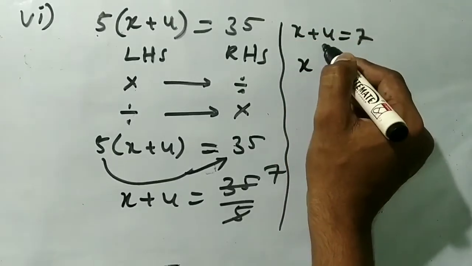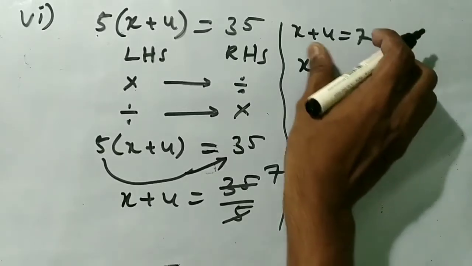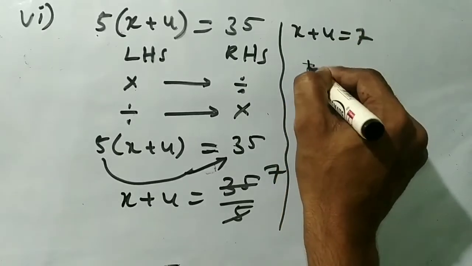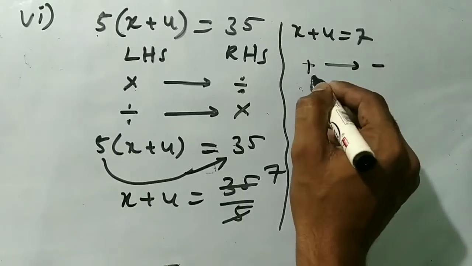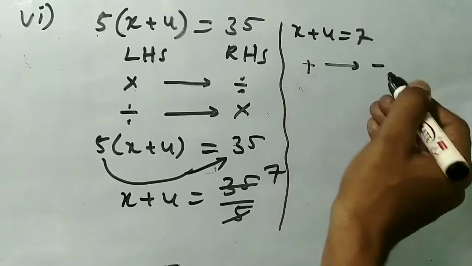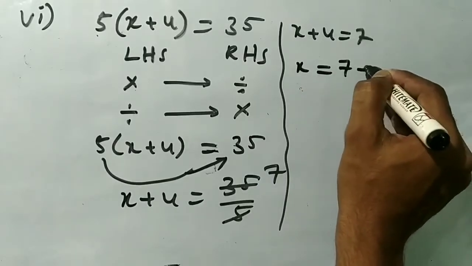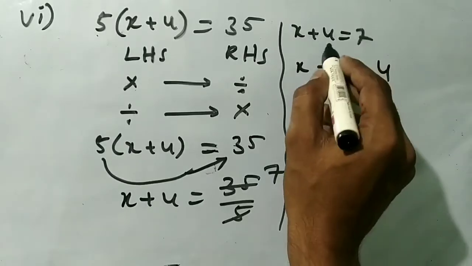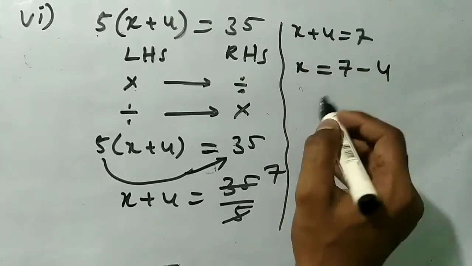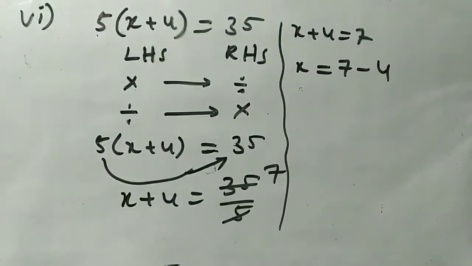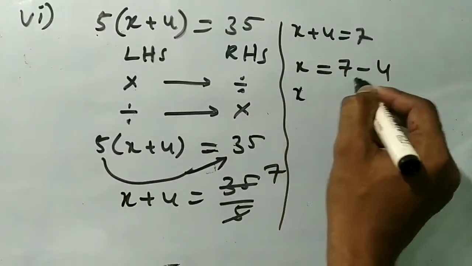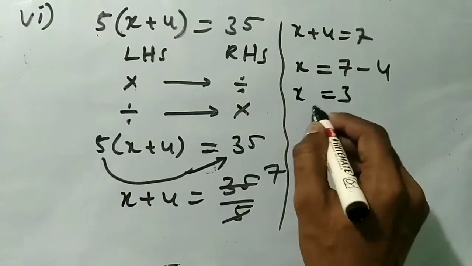Here plus 4 on the LHS goes to the RHS. We know already that plus becomes minus when transferring from LHS to RHS. So x is equal to 7 minus 4, because plus 4 becomes minus 4. 7 minus 4 is nothing but 3. So we got x is equal to 3.